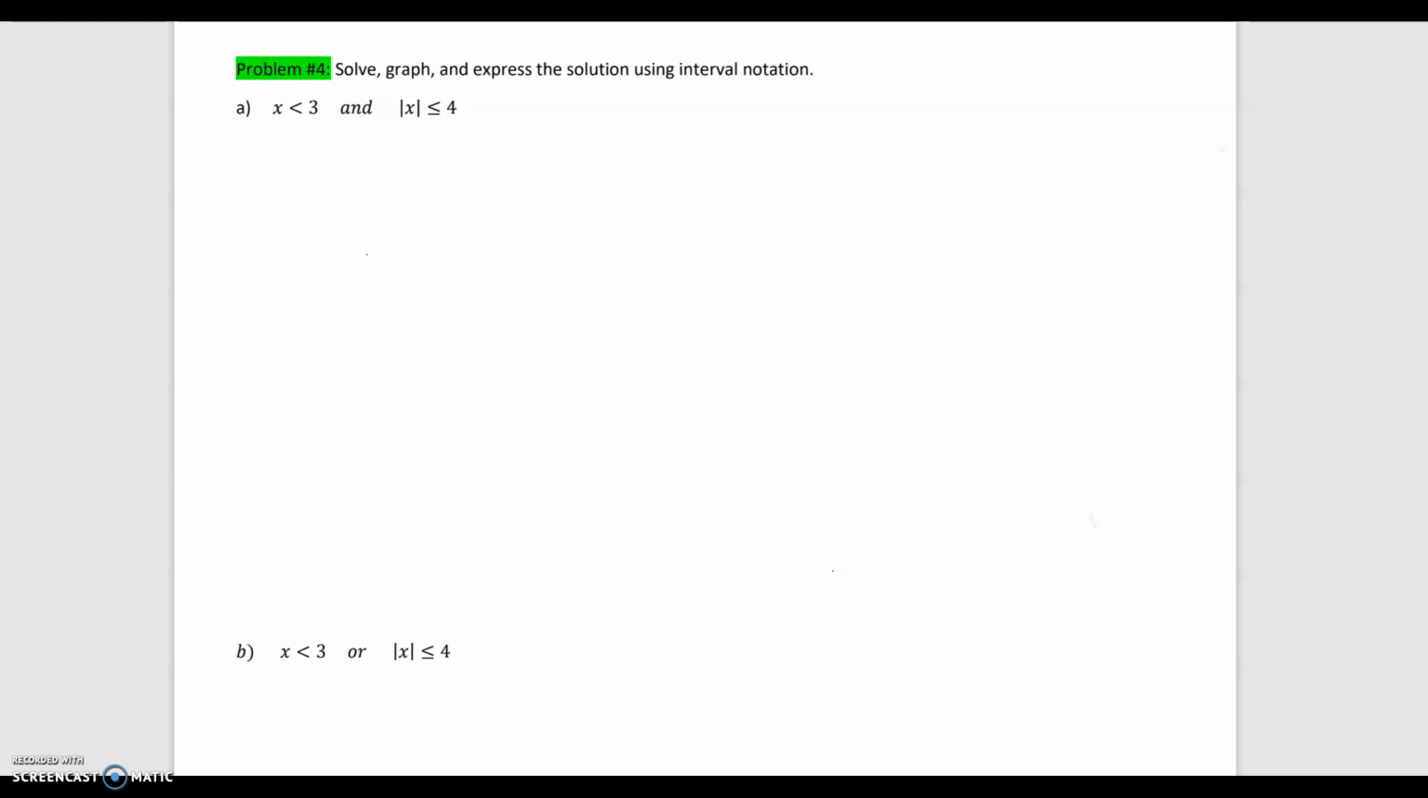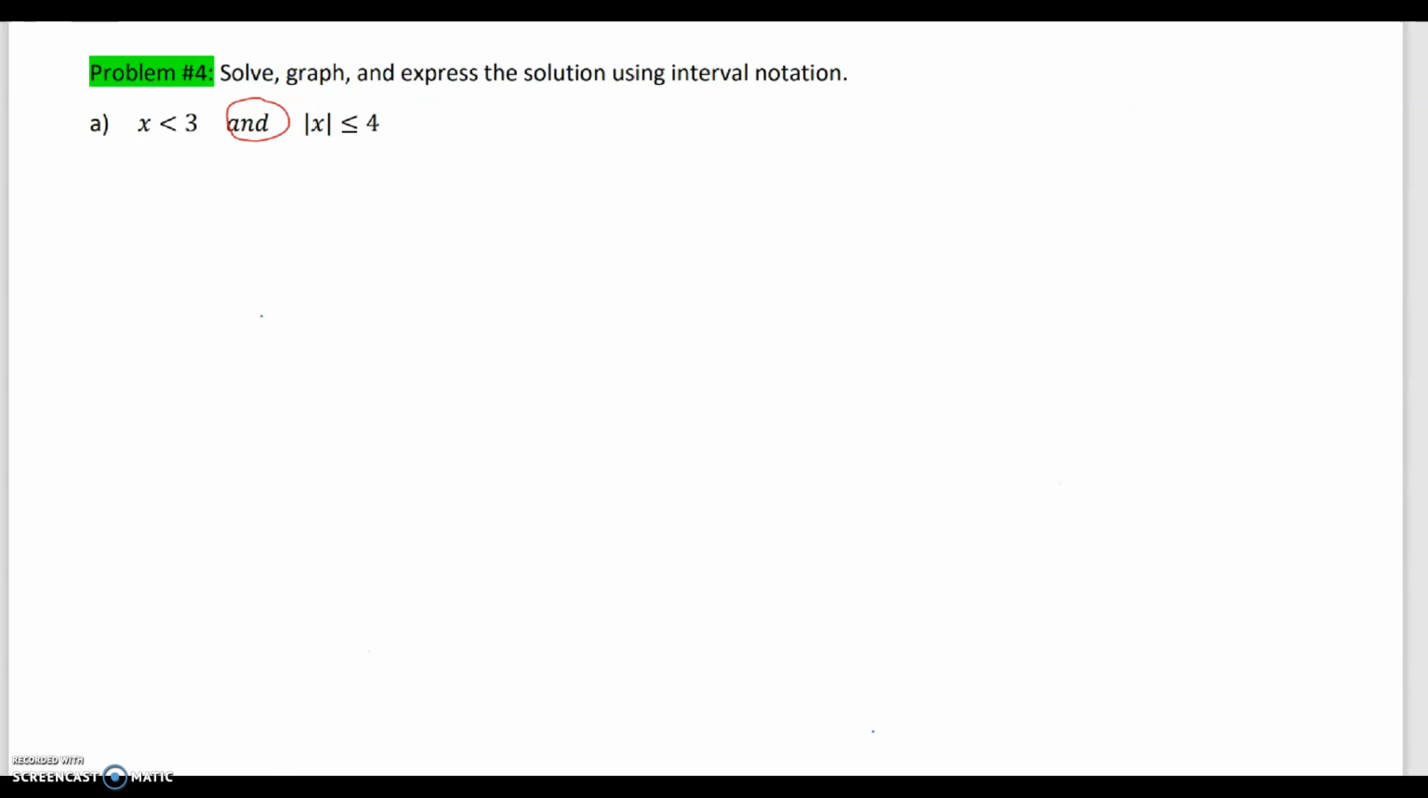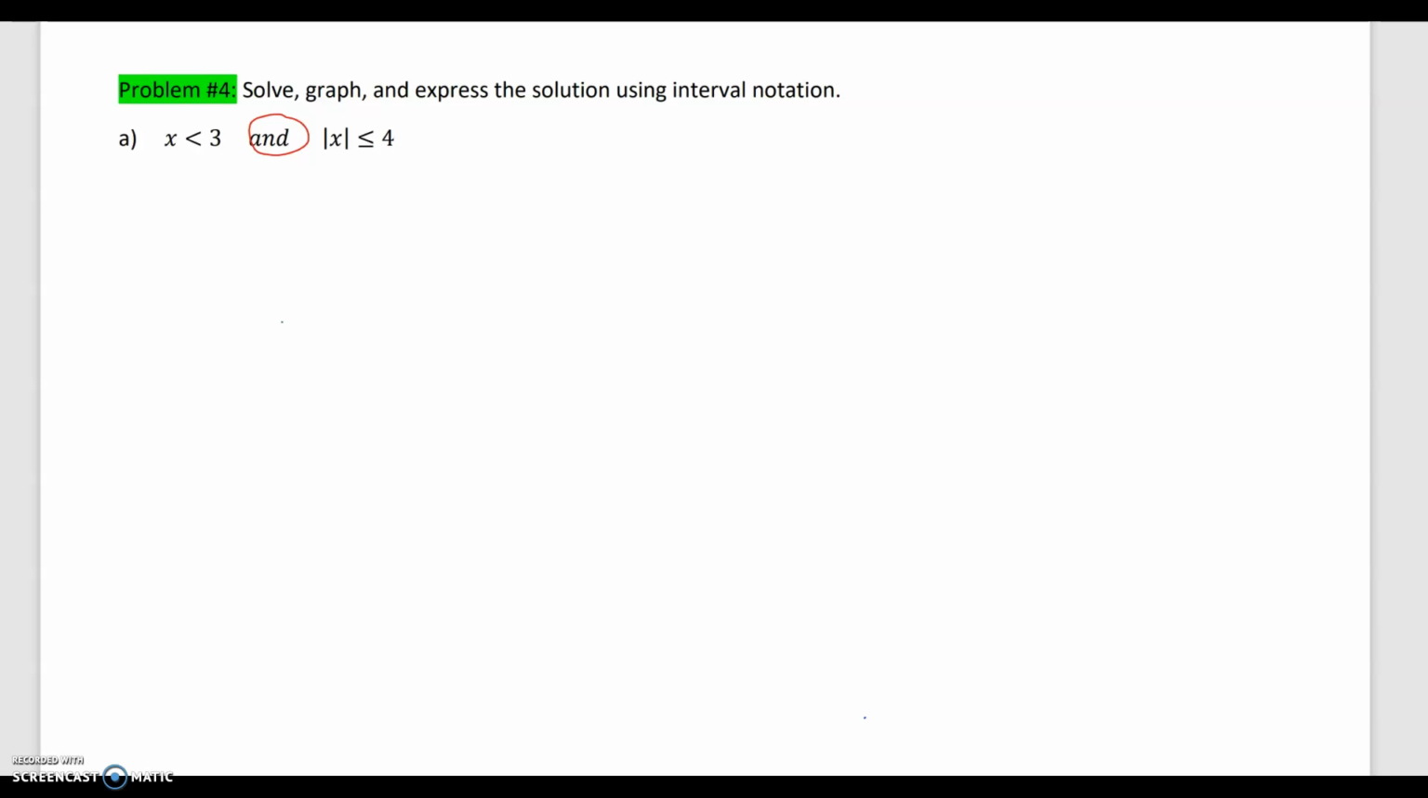Hi class, let's take a look at problem 4 and notice that we have the same situation that we did on the previous ones. One of them is going to be the intersection and then another one is going to be the union from the statements. And actually these two are pretty much solved. So let me actually graph the first one.